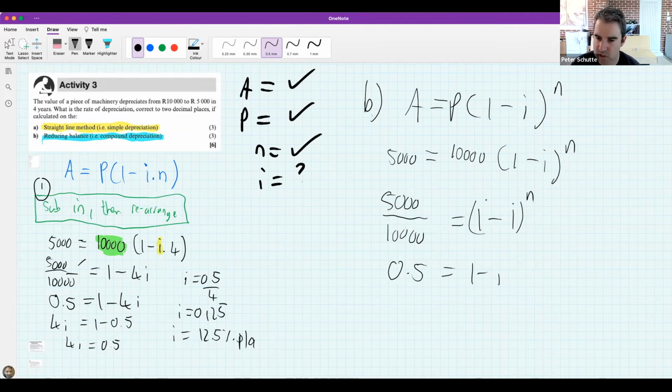Now, I should have put the n value in a while ago because the n value is 4. So that should be 4. Okay, we've got a little sticky problem. Now, how do we get rid of this thing over here, this power of 4? What undoes the power of 4?